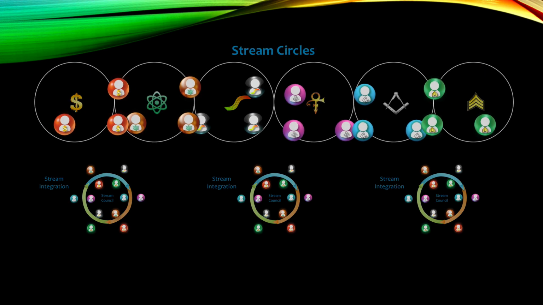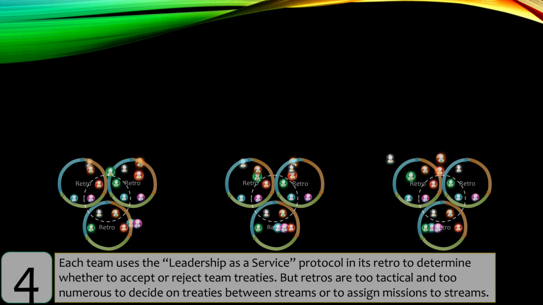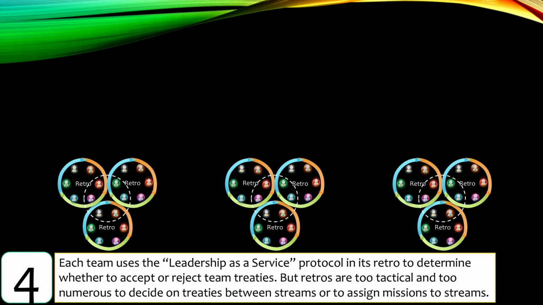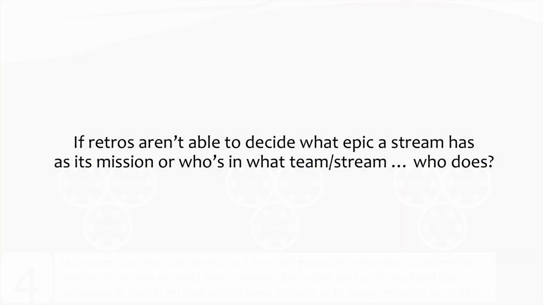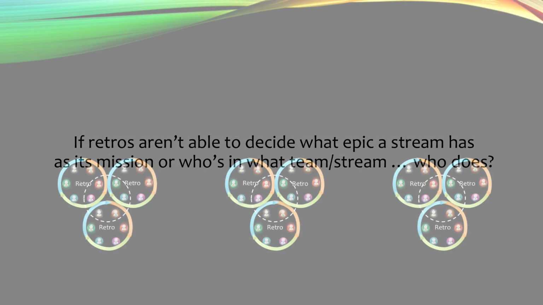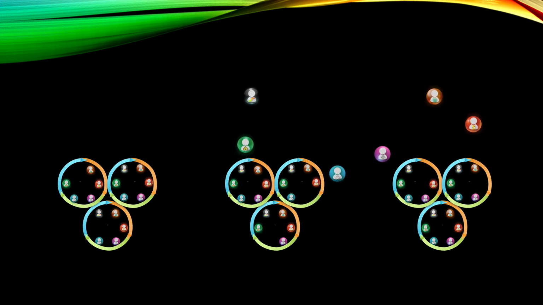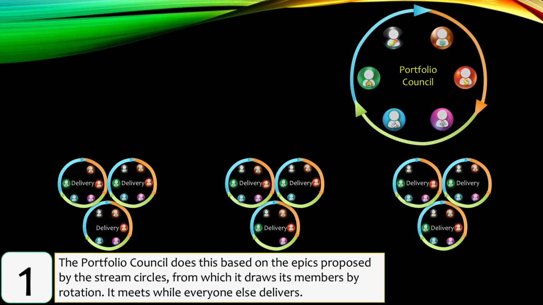Each team uses the leadership as a service protocol in its retro to determine whether to accept or reject team treaties. But retros are too tactical and too numerous to decide on treaties between streams or to assign missions to streams. The Portfolio Council determines stream missions based on the epics proposed by the stream circles, from which it draws its members by rotation. It meets while everyone else delivers.